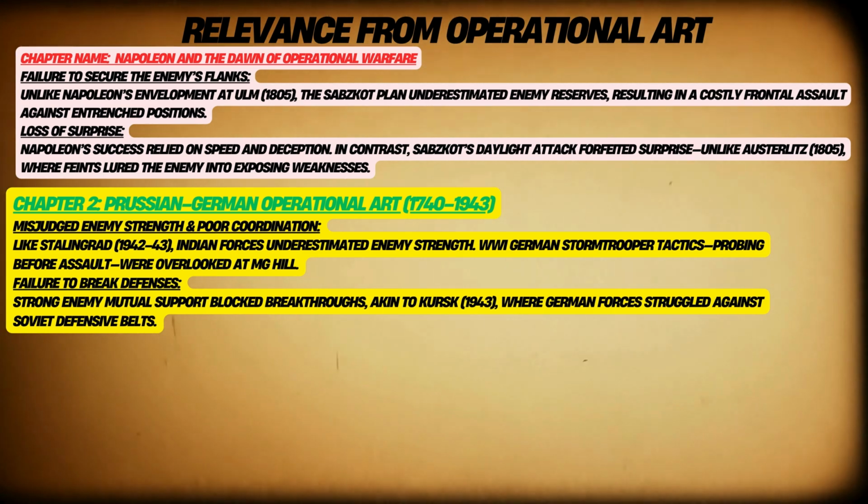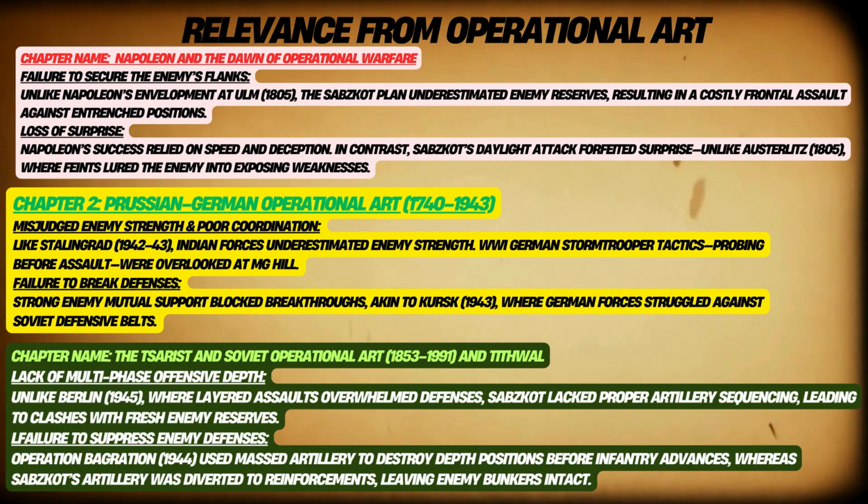positions. Loss of surprise. Napoleon's victories relied on speed and deception. However, Sapskot's daylight attack forfeited this advantage, unlike Austerlitz, 1805, where feints lured the enemy into exposing their weaknesses.